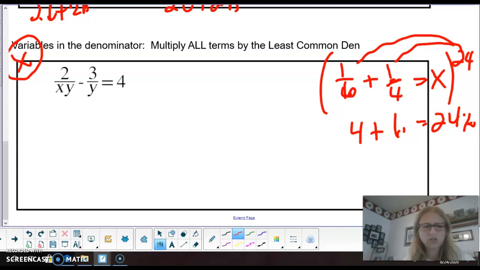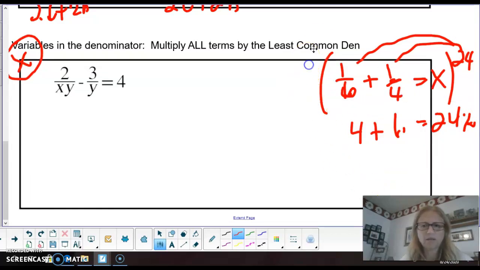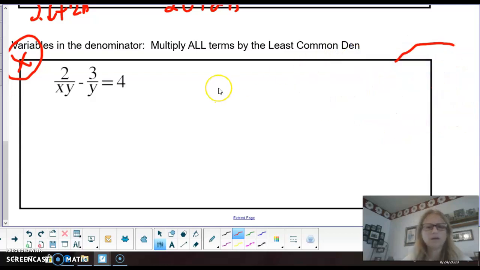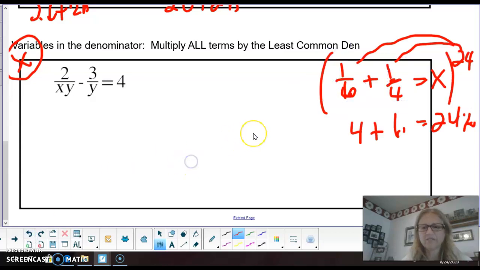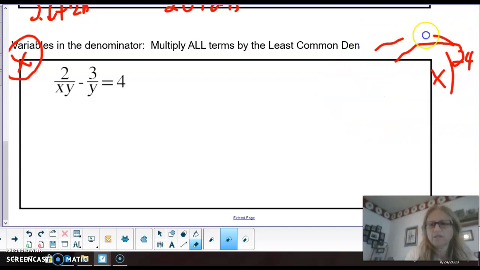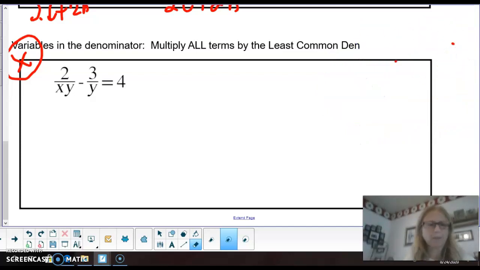So what we're going to look at, though, is when we have variables in the denominator. Sorry, I wanted to grab this. All right, so let me get rid of that. Uh-oh, I think I got rid of the problem that you're doing next. Never mind, let's erase. There we go. Okay, back to business.